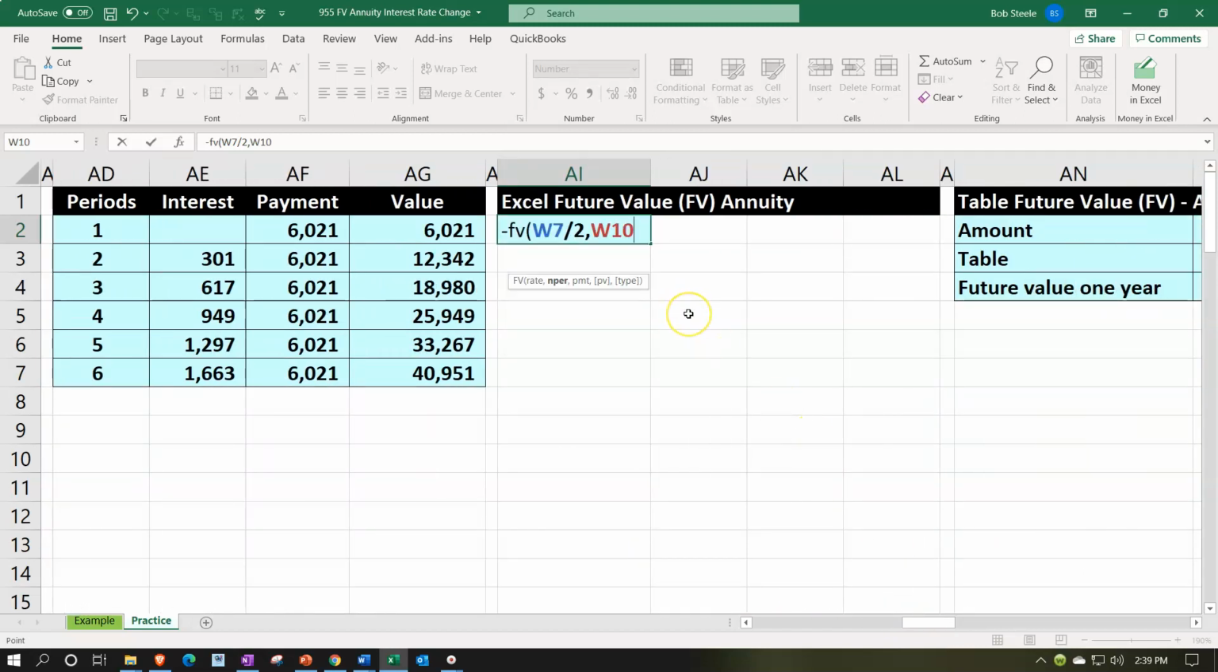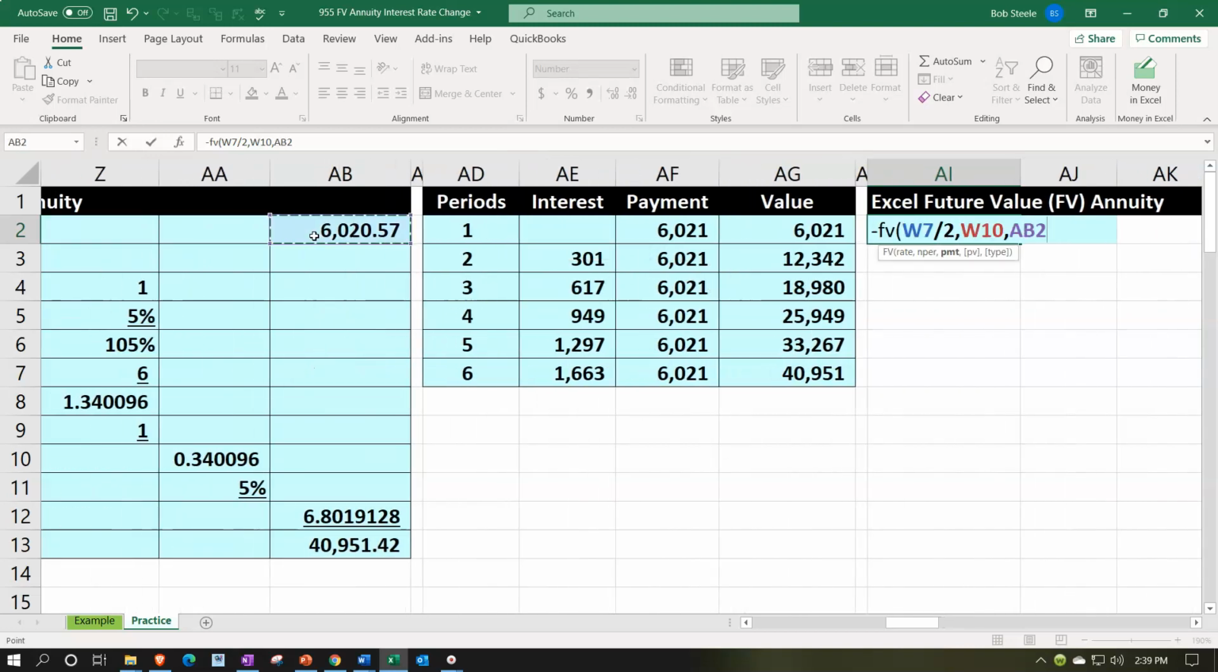We didn't get out to the 15, comma, and then the payment amount is going to be, let's pick up the payment over here, the 602057. Enter. So there it is again, 40,951.